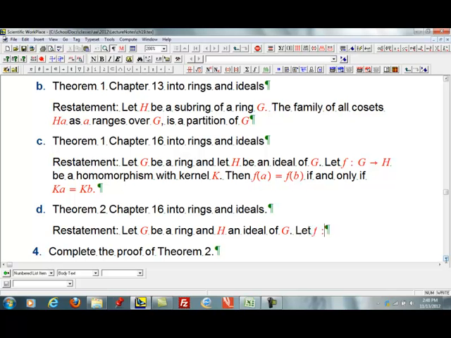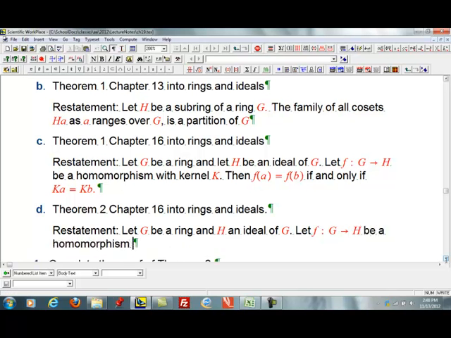Let f take G to H be a homomorphism of G onto H. Then what's our conclusion? If K is the kernel, then we have that G mod K is isomorphic to H.